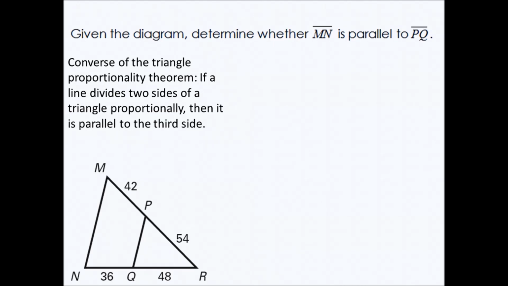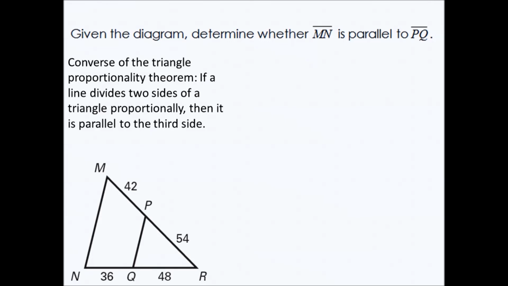Given the diagram, determine whether line segment MN is parallel to line segment PQ. The converse of the triangle proportionality theorem states that if a line divides two sides of a triangle proportionally, then it is parallel to the third side. Therefore, if line segment PQ is parallel to line segment MN, then 54 divided by 42 should equal 48 divided by 36. If they're not equal, then the two lines are not parallel to each other. That is, line segment PQ is not parallel to line segment MN.